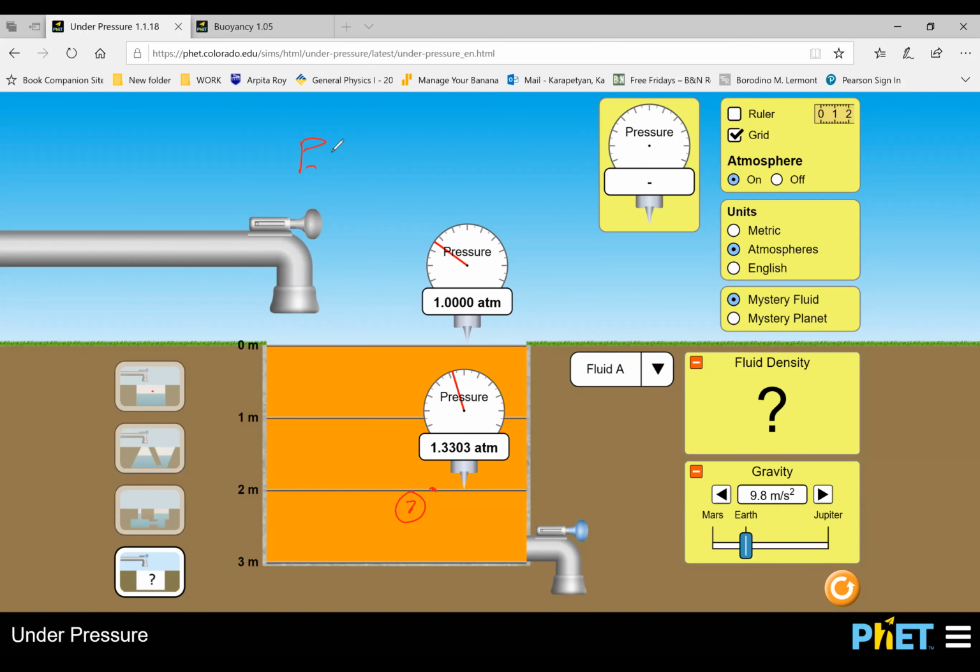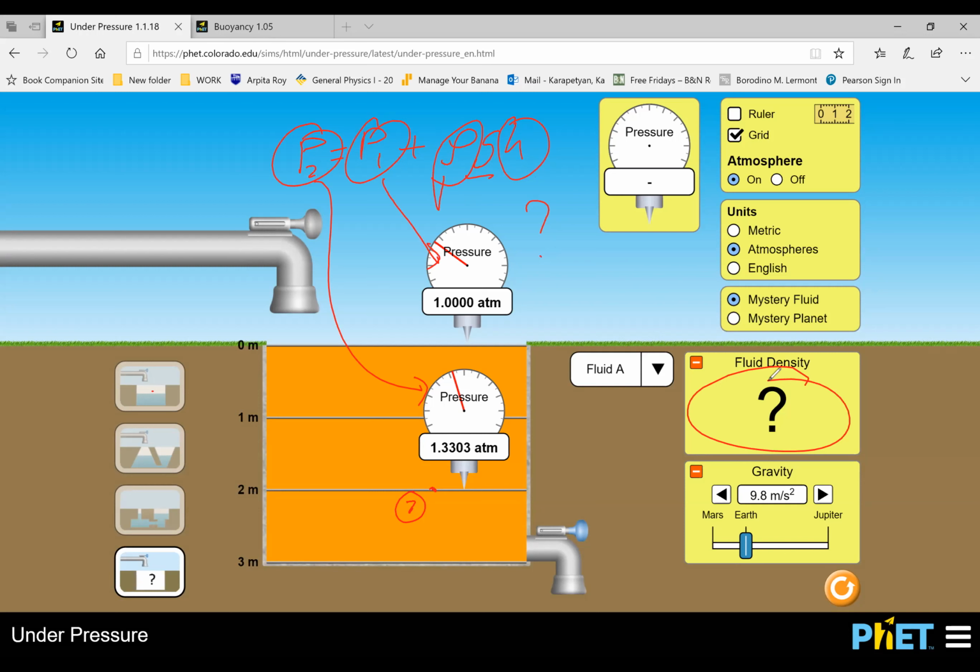I have pressure at point 2 equals pressure at point 1 plus rho g h. Pressure 2 is this pressure gauge. Pressure 1 is this pressure gauge. g is 9.8 if it's Earth. h is 2 meters. The only unknown is density. Use this, calculate density, and then you can tell me what type of fluid it is. Okay.